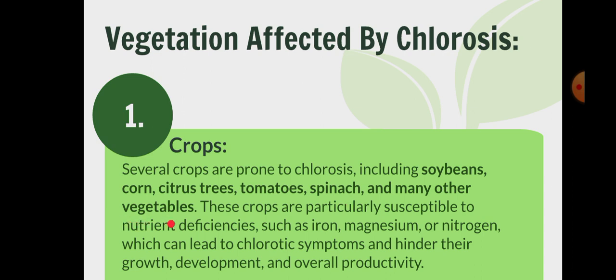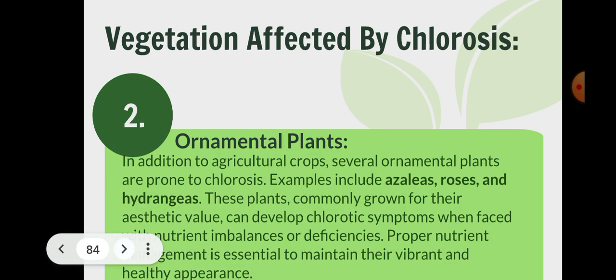These crops are particularly susceptible to nutrient deficiencies like iron, magnesium, or nitrogen, which can lead to these symptoms and hinder their growth and development. The second one being ornamental plants. These include azaleas, roses, and hydrangeas.